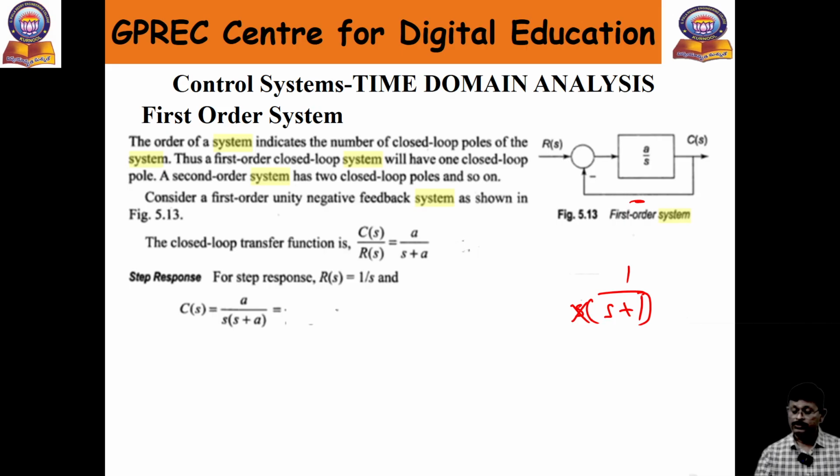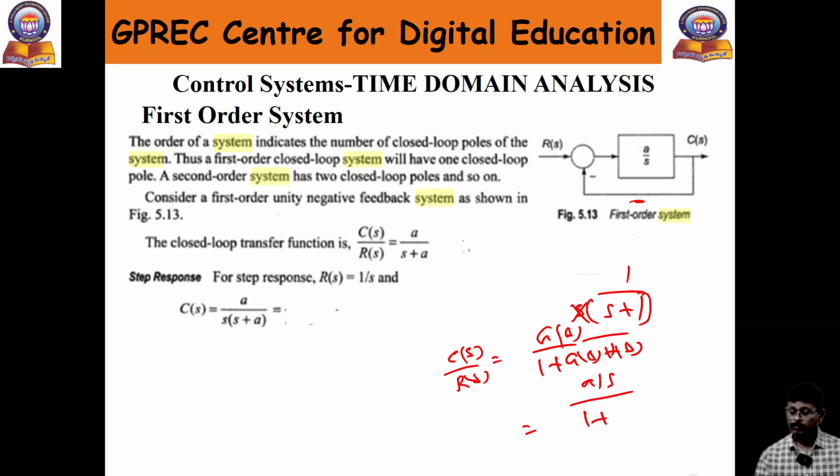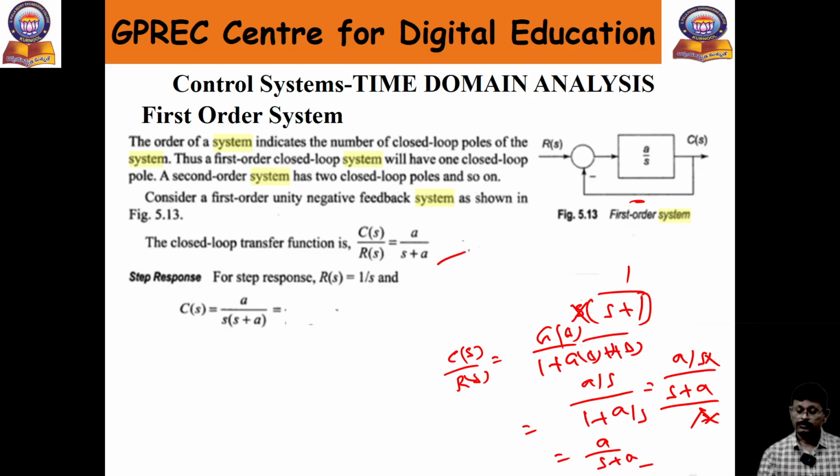So when you do it, what is the closed loop transfer function in general? C of s by R of s equals G of s by 1 plus G of s into H of s, right? Now H of s is 1. Okay, now take A by s divided by 1 plus A by s, right? Now take the LCM here, so A by s, s plus A by s, the s cancels, so we'll get a by s plus a, right? So this is the result, right?